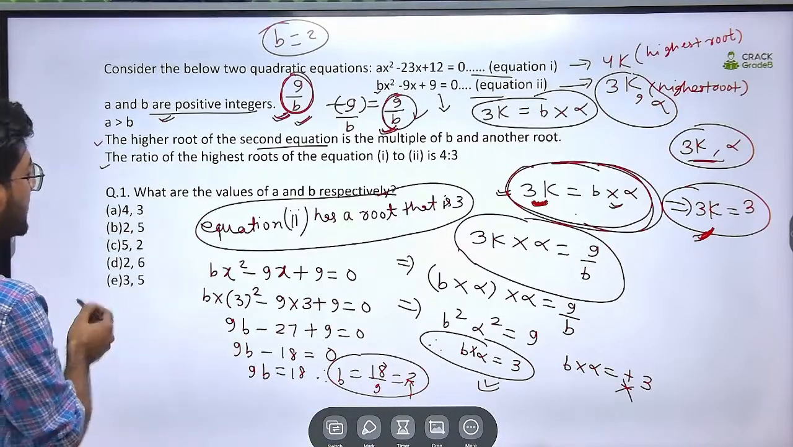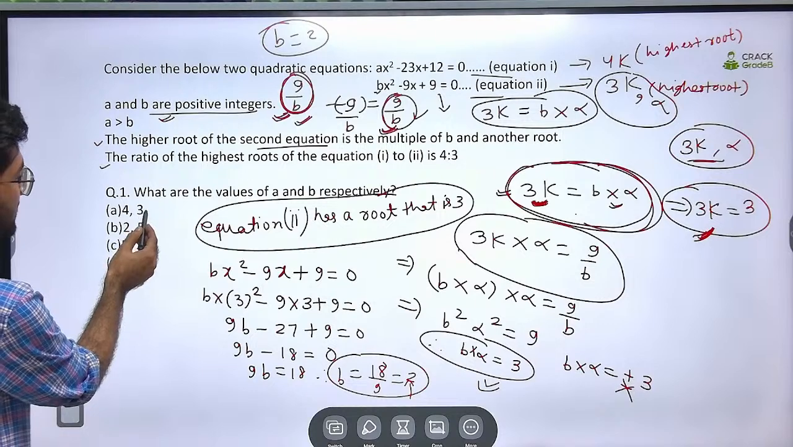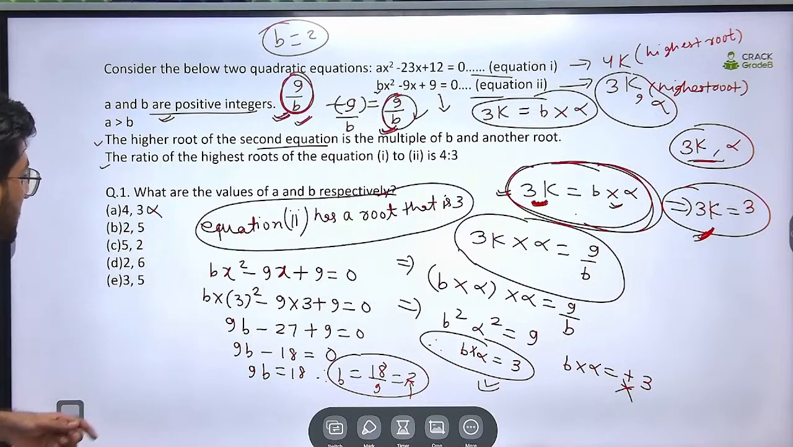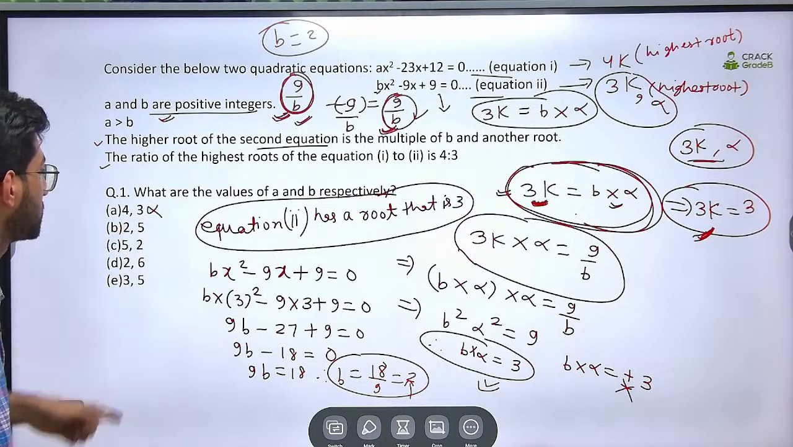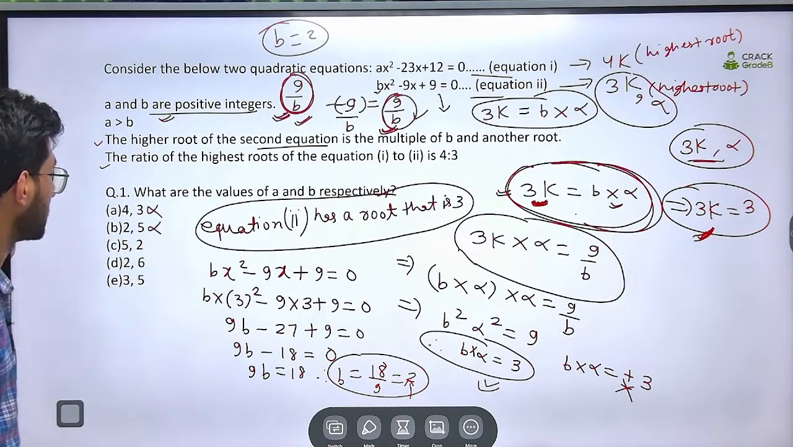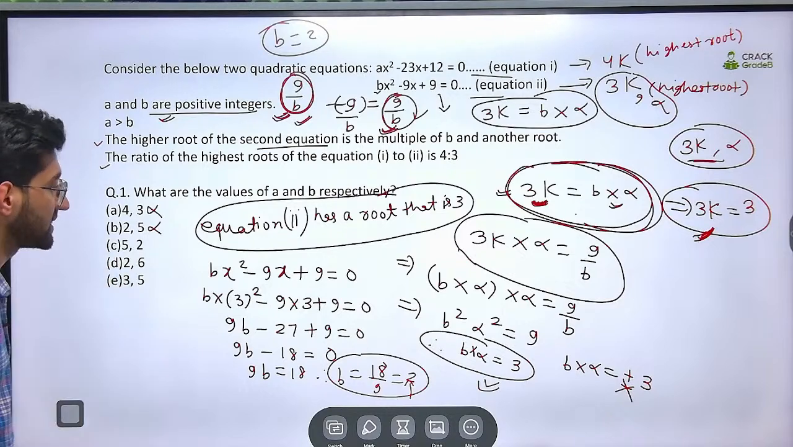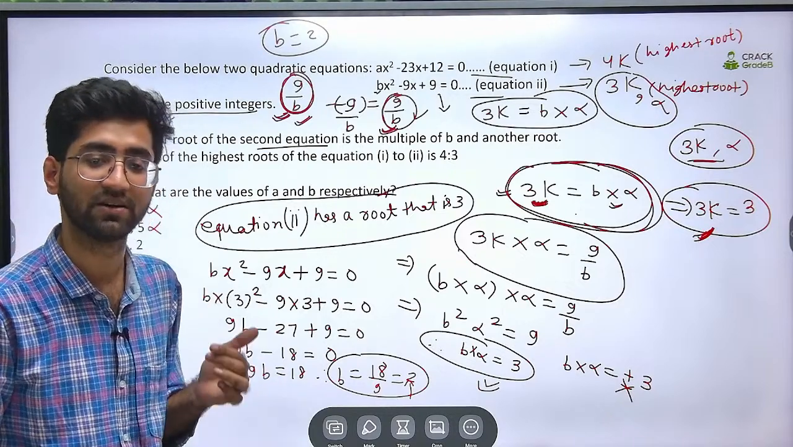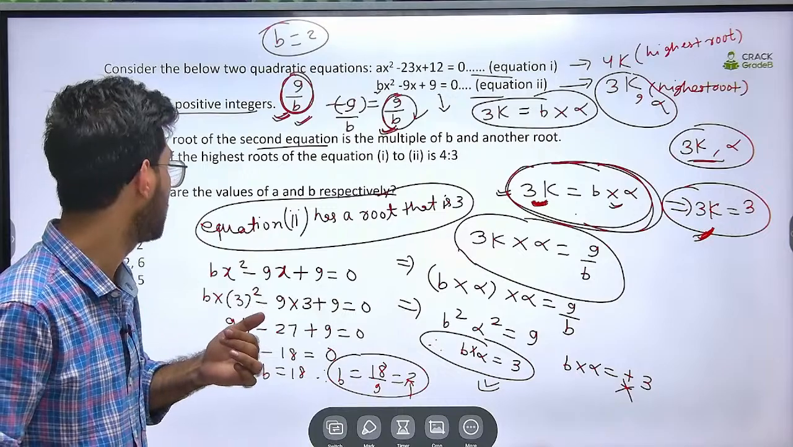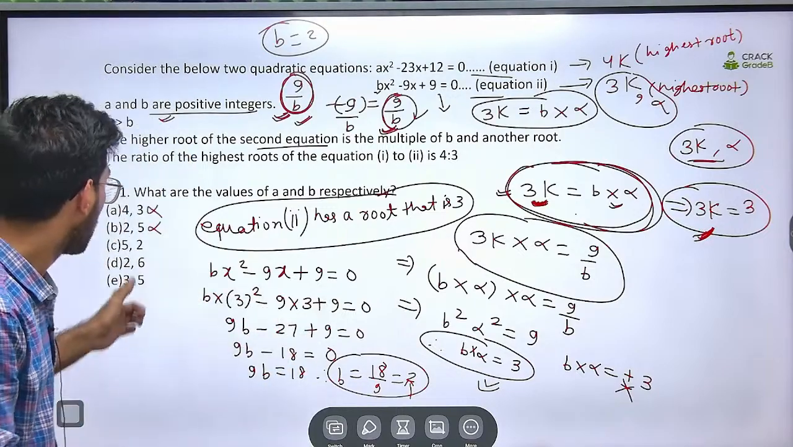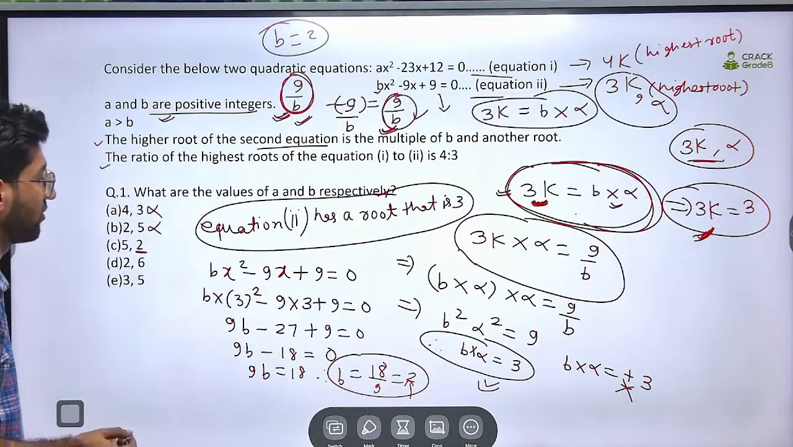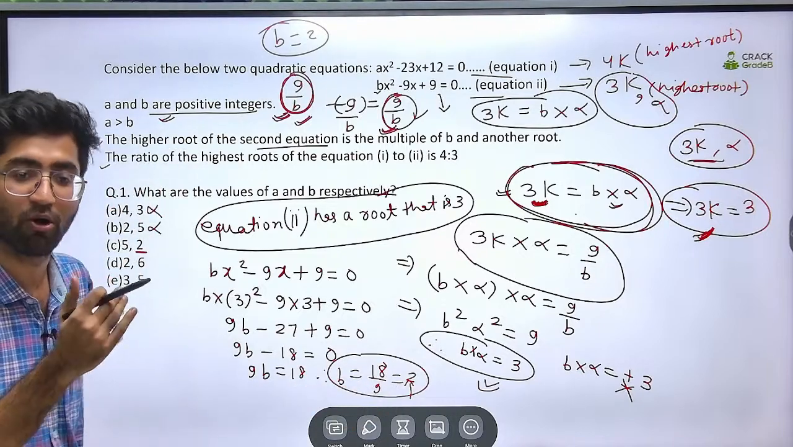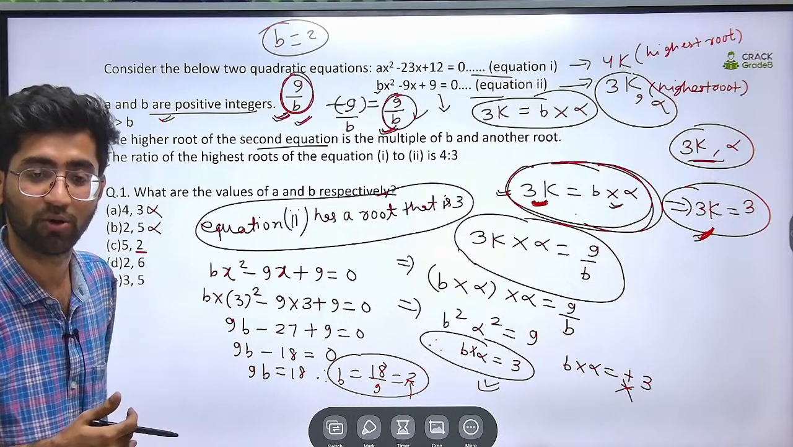Option A says that the value of b is 3, so we should eliminate option A. Option B says that the value of b is 5 and the value of a is 2, so we should eliminate option B. Now if you look at option C, although you haven't found the value of a, option C says that the value of b is 2 and we have found that the value of b is 2. Okay, we can't mark option C without looking at the other options, right?